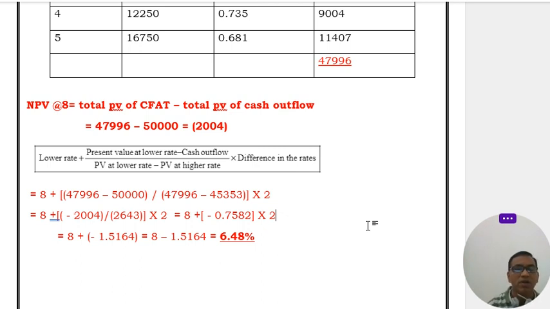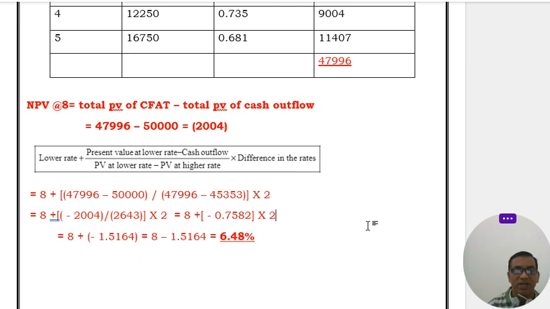Nearest one I took. So at the rate of IRR, 6.48%, the total PV of cash inflows is equal to the total PV of cash outflows. If you want, you can cross check by taking the PV at 6.48%. So at the rate of IRR, 6.48%, NPV will be equal to 0.